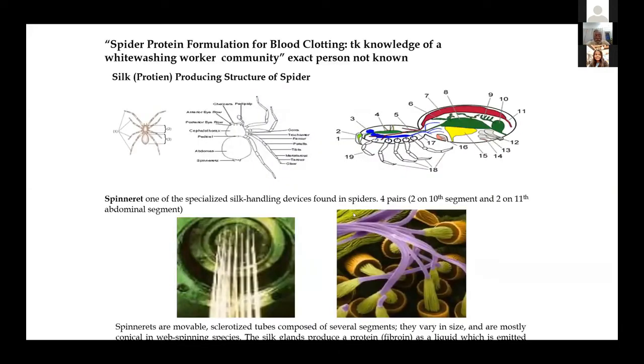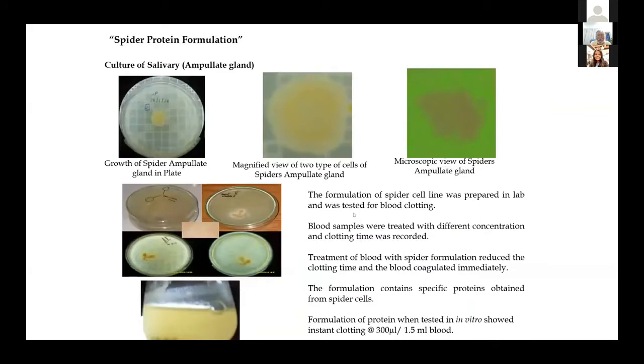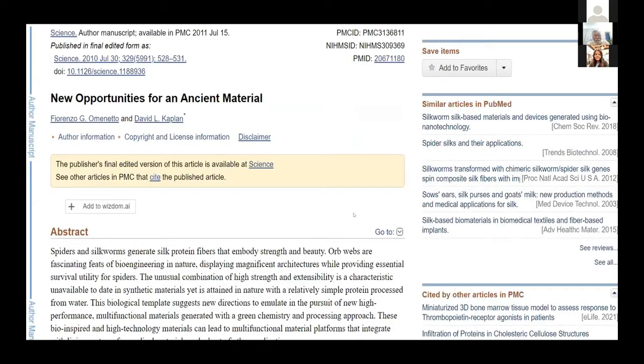Now I come to the spider case. And just now, Dr. Anamika shared with me a paper which I will bring to your notice in a minute. So what did we find? We found that the community of whitewashing people use the cobwebs as a protein, as a blood coagulant. I had mentioned that before. And a spider cell line was prepared, and the cell line showed that it was effective. And then it was very interesting.